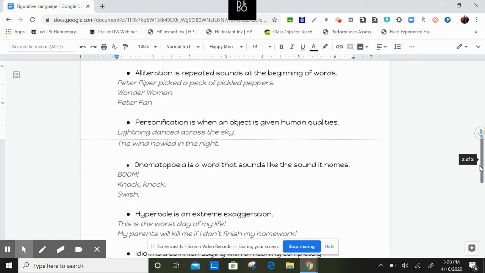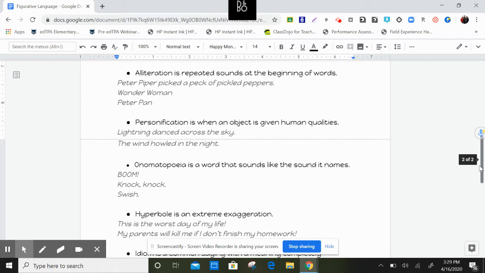Alliteration is repeated sounds at the beginning of words. A lot of superheroes have alliterations for their names, like Wonder Woman and Peter Pan. So alliterations can just be 2 words, but the proper definition is 2 or more words is alliteration. So Wonder Woman and Peter Pan, that can be considered alliteration.